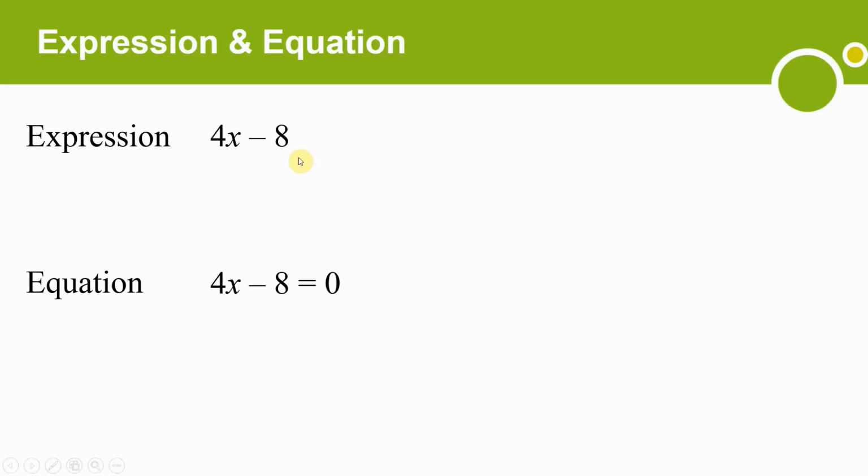For expression, there's no equal sign here. That means the x here can take any value. So let's say x can be -3, 0, 1, 5 or any other number. Whereas for equation, when we say we want to solve an equation, we want to find what is the value of x here that will satisfy this equation. So the answer for this is x equals to 2. There can only be one value that will satisfy this equation.